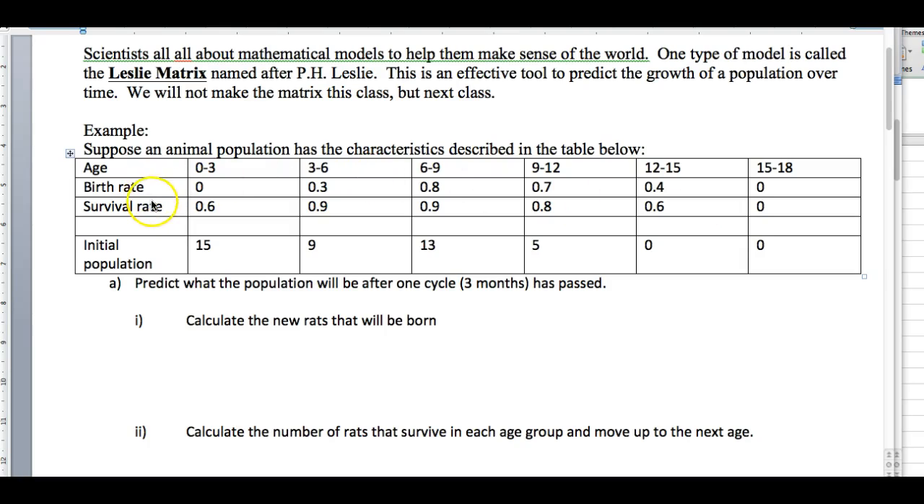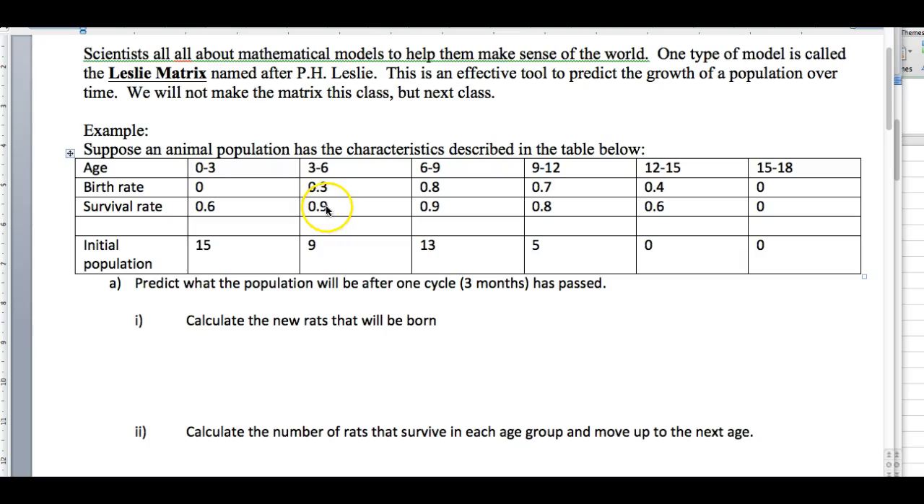The next one, I'm going to skip over birth rate right now. We'll talk about the survival rate. This survival rate means how many of the animals in this age group will pass on to the next age group. Say for instance, I have 10 in this age group. 60% of them will live to get into the next age group. So only 6 will pass on; 4 of them died. So if I talk about this initial population, 15 of them, only 60% of this 15 will pass on to the next age group.